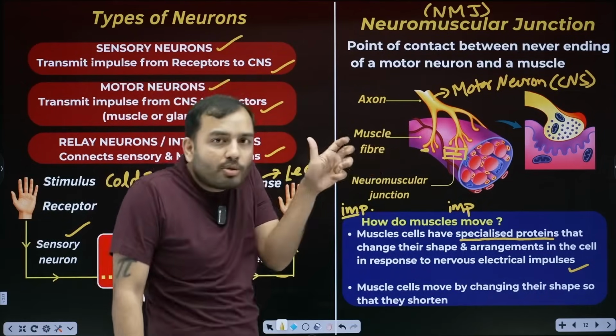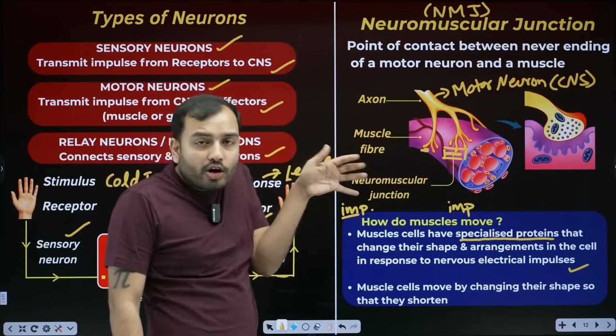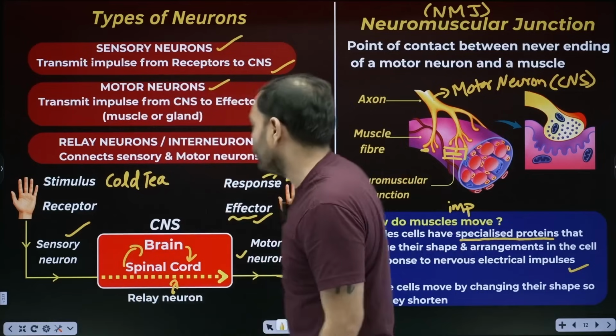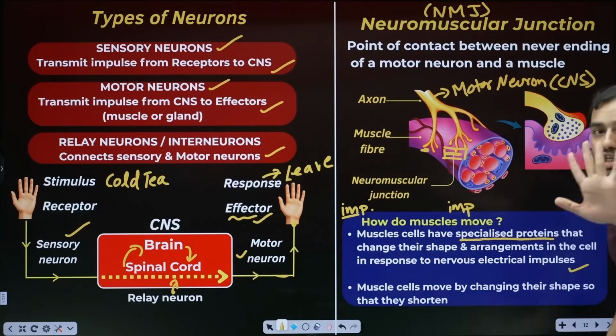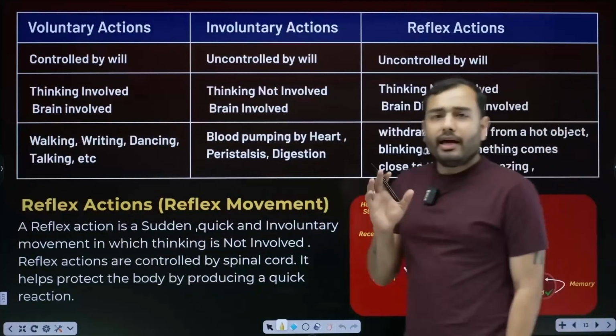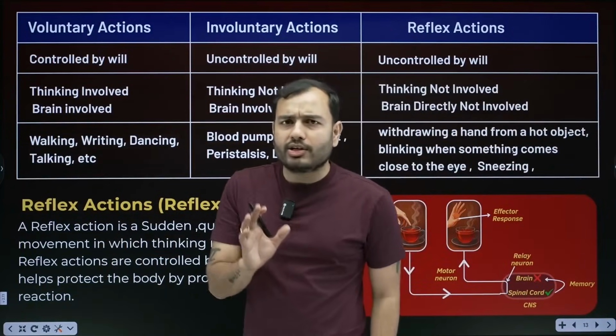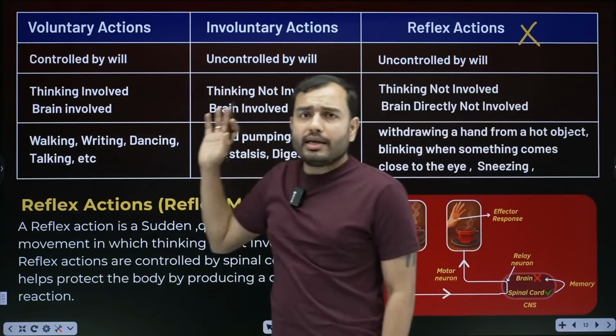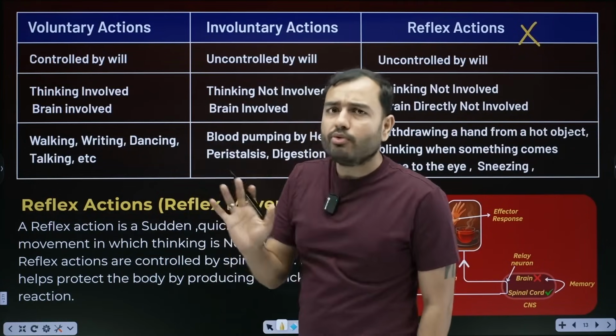We have specialized protein which changes its shape. And why does it change? Because the electric impulse told it to, which causes our muscle to move. So specialized proteins change their shape. Remember this. Okay, let's move on. Next, beta, there are two types of action inside our body. Okay, three are written here. Leave the third one for now. Two types of action: one voluntary, one involuntary.